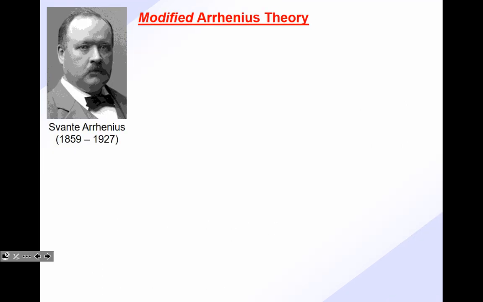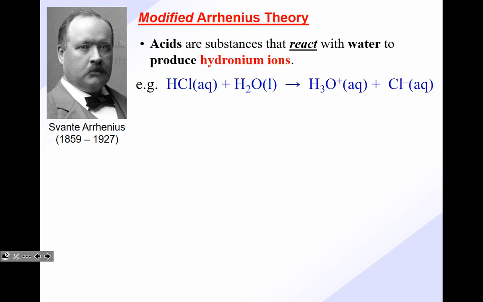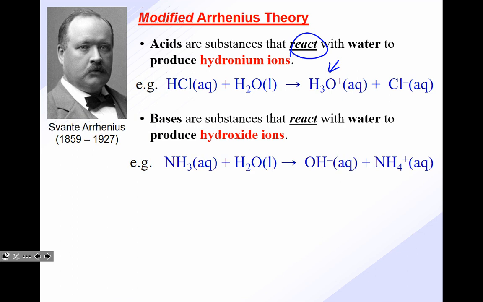So we have the modified Arrhenius theory. Acids are substances that react with water. So now instead of dissolving or ionizing, we have this word react, so it shows a chemical change. And it doesn't react to form hydrogen ions anymore. It reacts to form this cool thing called a hydronium ion, as you recall from Chem 20. Bases, he said, okay, I'm going to change my mind. I'm going to modify my definition, making it better. Bases are substances that react, here we have that word again, with water to produce hydroxide ions.